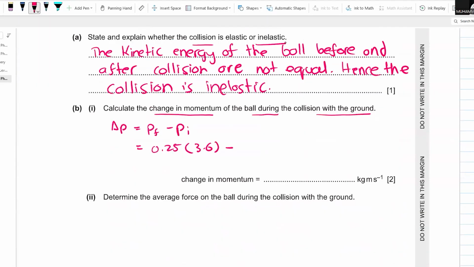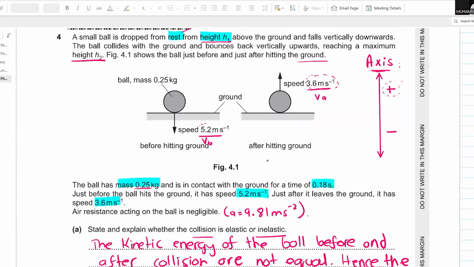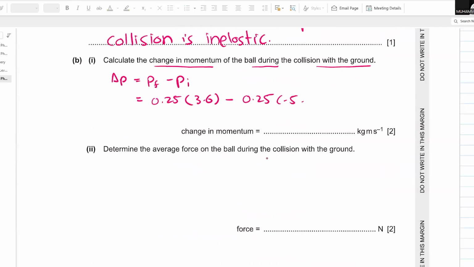Minus initial momentum. What is the initial velocity? Initial velocity is acting downwards, 5.2. The downward velocity will be considered negative 5.2 because it is acting downward. What does your answer for change in momentum come out to be? Change in momentum is 2.2 kg m s^-1.